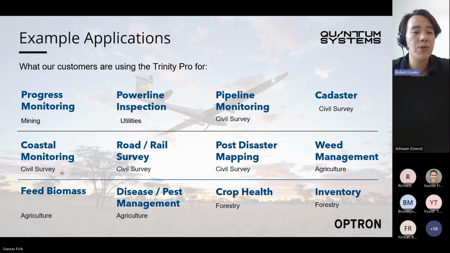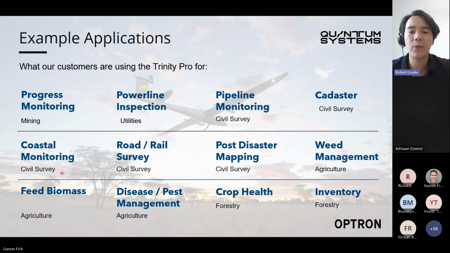Another one is coastal monitoring within civil survey. Unfortunately, this is something that's coming up more and more as we see a bit more interesting weather happening with the climate. But coastal monitoring has been a really important and impressive application we've seen people doing. We're starting to get some road and rail surveys as well, where guys are really chasing the high level accuracy. We're starting to see the adoption of that industry. Post-disaster mapping, of course, we're seeing that happening quite a lot.